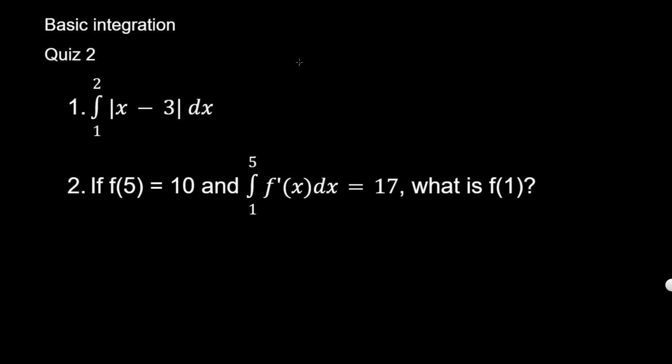Okay, so number 1 says integrate the absolute value function. All right, so this is pretty easy. What you have to do is just graph it. 1, 2, 3. It's moved to the right 3. And then it's going to go up 1, left 1. And then right 1, up 1. But the right side, we don't really care. It's from 1 to 2.